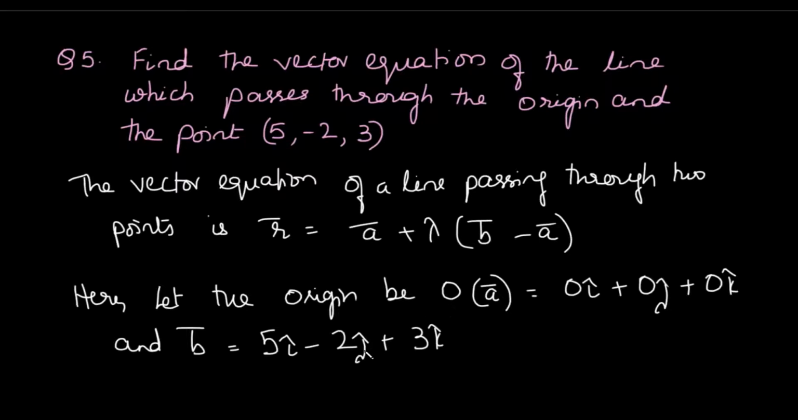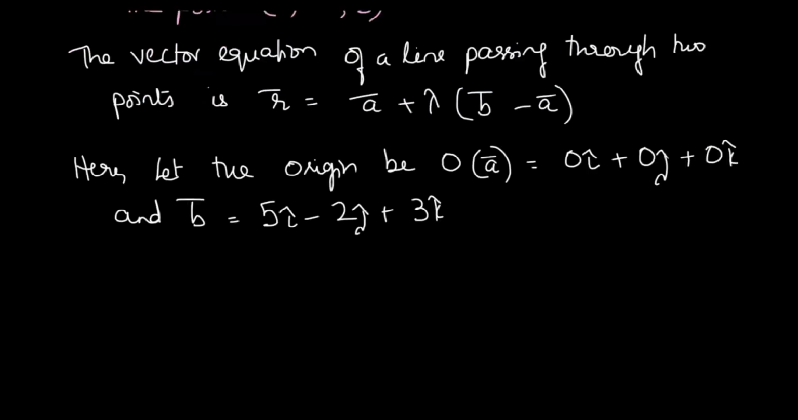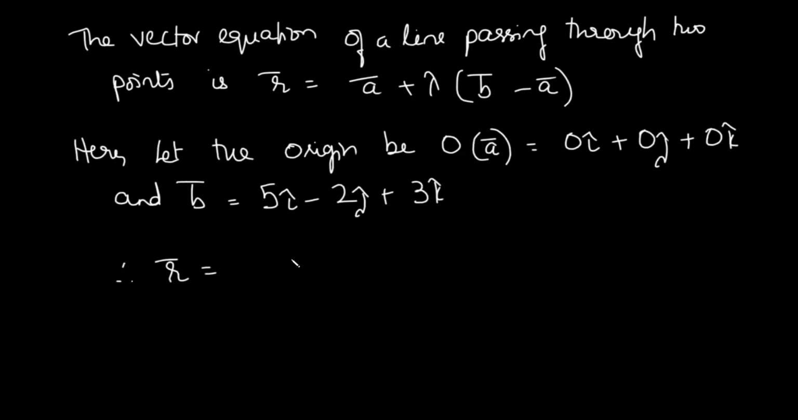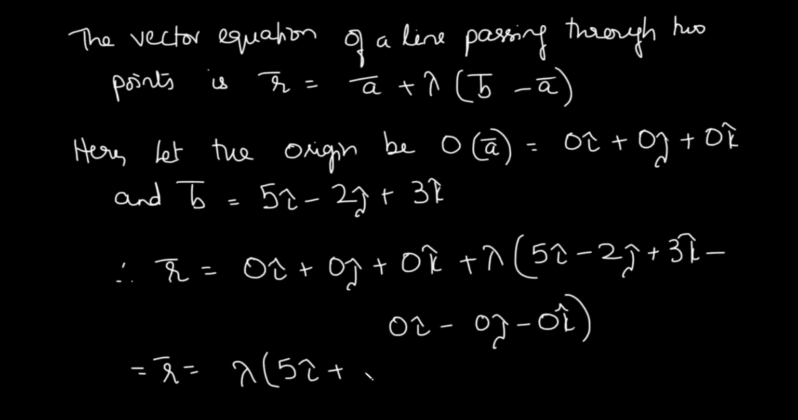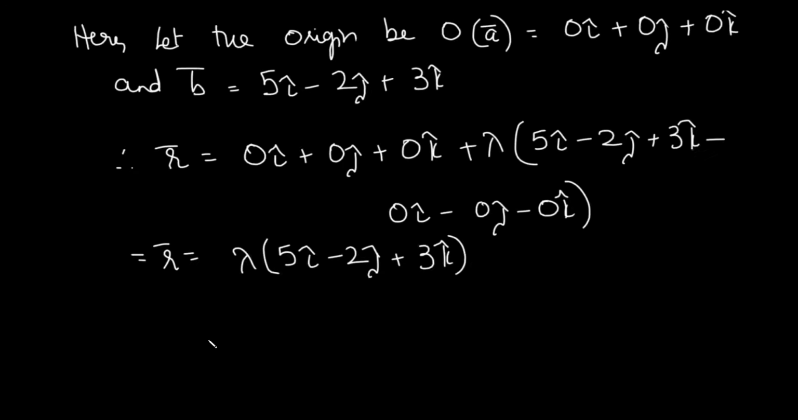So we only have to apply this now in the given required equation. Therefore we have r is equal to a, that is 0i plus 0j plus 0k, plus lambda into (5i minus 2j plus 3k minus 0i minus 0j minus 0k), because there is a minus sign. So this just comes out as r is equal to lambda into (5i minus 2j plus 3k). This becomes the required equation which we had to find out.